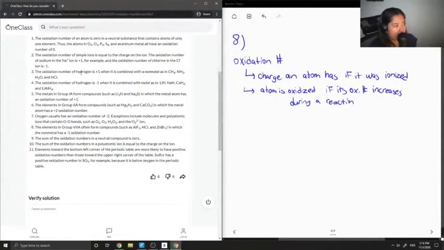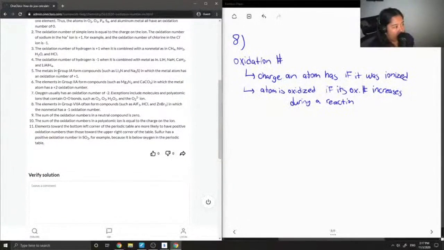Oxidation number of hydrogen is +1 when it's combined with a non-metal. So when it's with carbon, nitrogen, or oxygen, it has a +1 oxidation number. But when hydrogen is combined with a metal, so when it's in a hydride, then it has a -1 oxidation number.